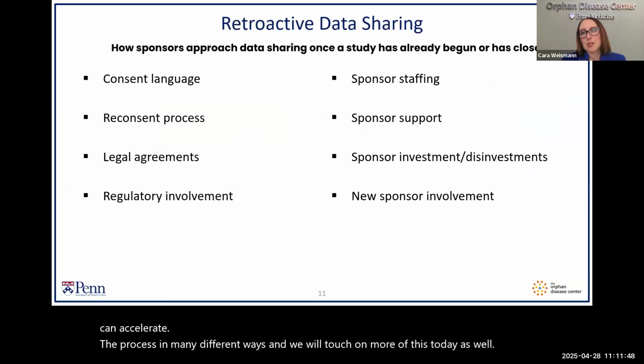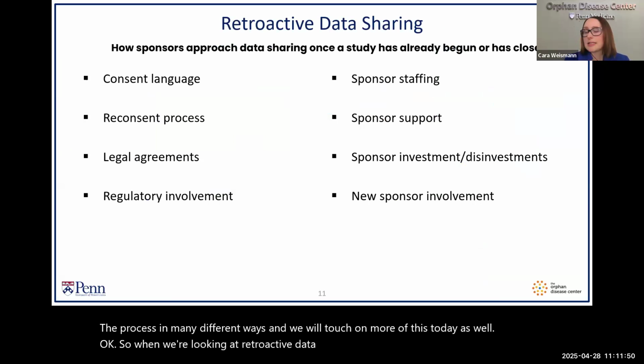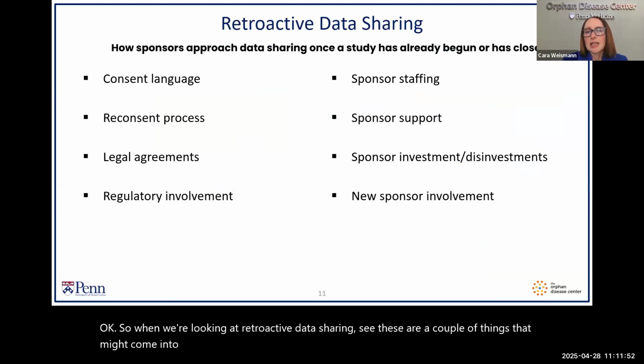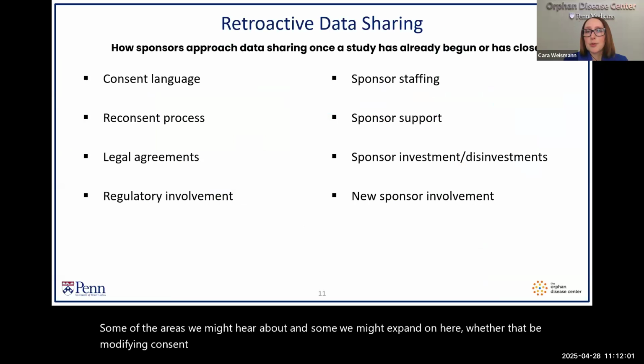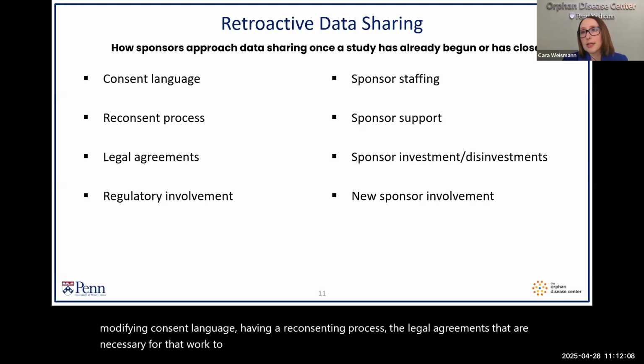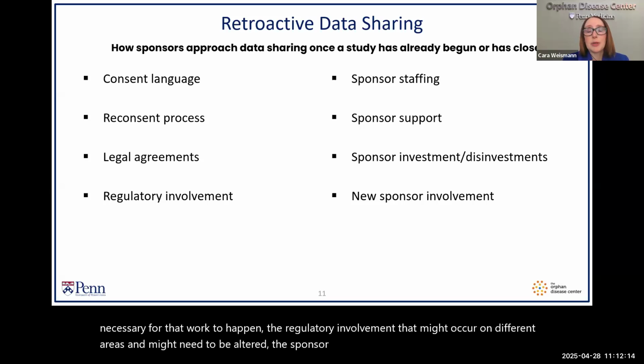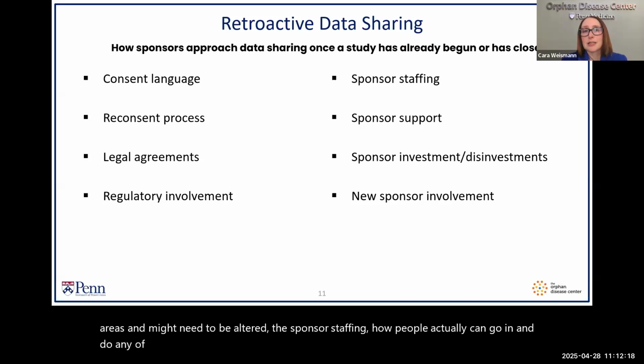Okay, so when we're looking at retroactive data sharing, these are a couple of things that might come into play today. Some of the areas we might hear about and some we might expand on here, whether that be modifying consent language, having a reconsenting process, the legal agreements that are necessary for that work to happen, the regulatory involvement that might occur on different areas and might need to be altered, the sponsor staffing, how people actually can go in and do any of the modifications to the studies that need to be done.